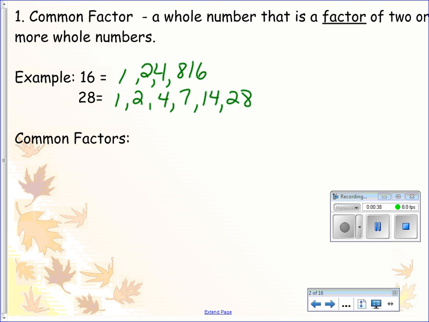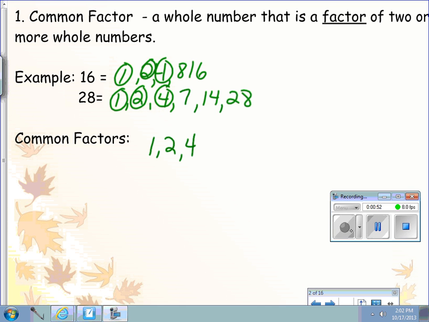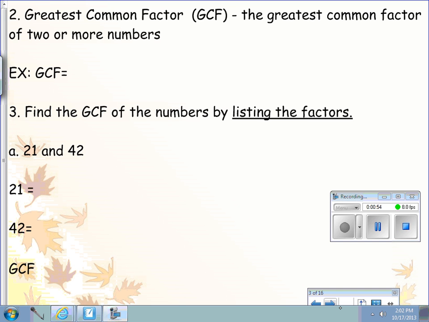Now I'm going to circle their common factors. So the common factors for 16 and 28 are 1, 2, and 4. Now we're going to determine what the greatest common factor of those two numbers is.